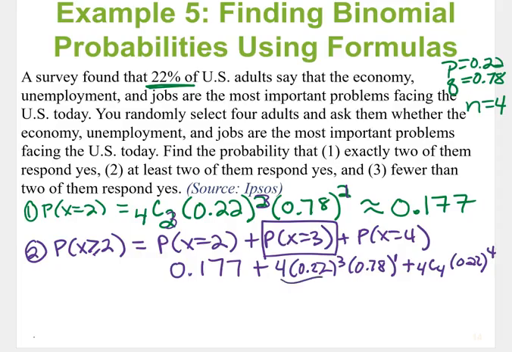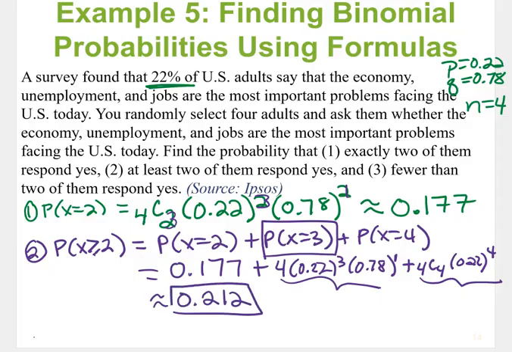So I found this decimal, and then I found this decimal, and then I added up the 3, and I got 0.212. Whoops, let me write that up a little bit farther because I need a bit more space to finish this problem. All right. So that gave me 0.212. So I have about a 21% chance that at least 2 people would say that it is.